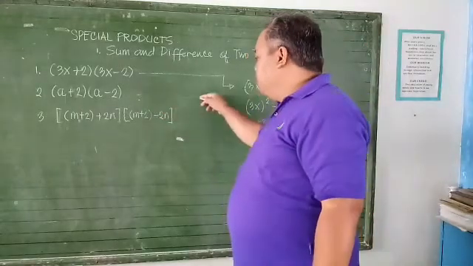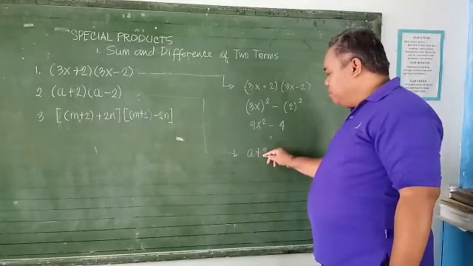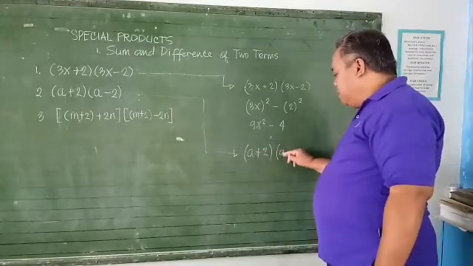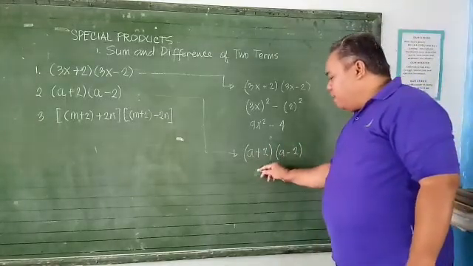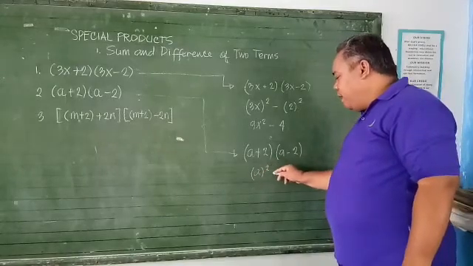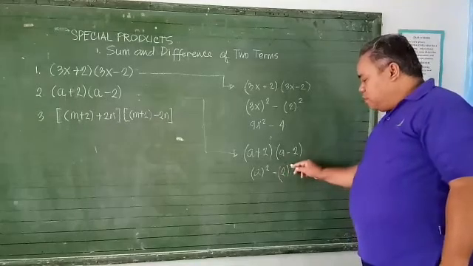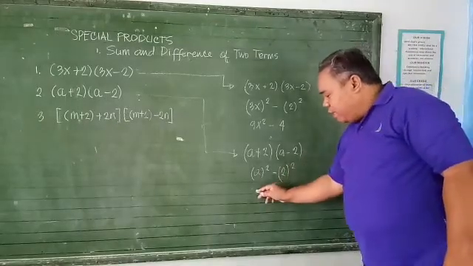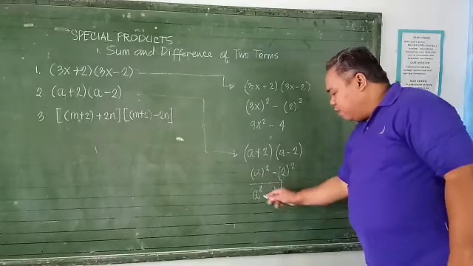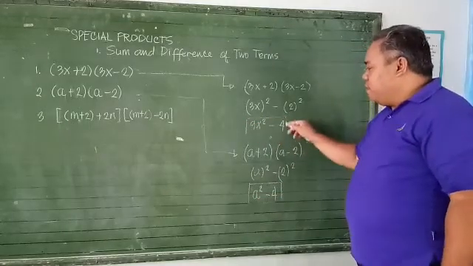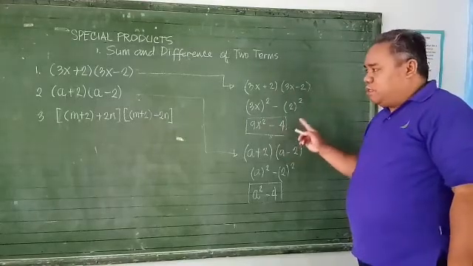Now, what about for number 2? For number 2, we have a plus 2, and the other one is a minus 2. Again, further solving this, we have the first term, a squared, and then minus the square of the second term, it's 2 squared. So it will give you the square of a, that is a squared, and the square of 2, that is 4. So that will be your answer. So remember, the sum and difference of two terms will give you a product of a difference of two squares.